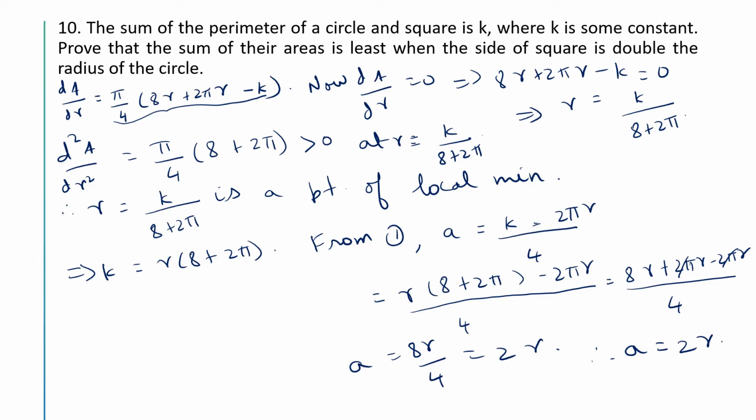So here we can see that the sum of their areas is least when the side of the square, we have taken the side of the square as A, is equal to double the radius of the circle. So here the sum of their areas is least when the side of the square is double the radius of the circle. So we have got the required answer. I hope this is clear.